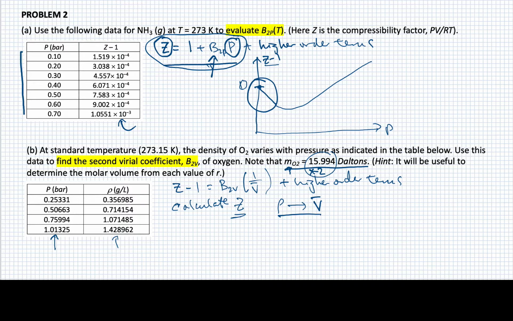You'll need to then find this molar volume for each of these points as well as Z. Once you have Z, Z minus 1 and molar volume for each of these points, then you can do a similar least squares analysis to find the information that you need from this to solve for that second virial coefficient.